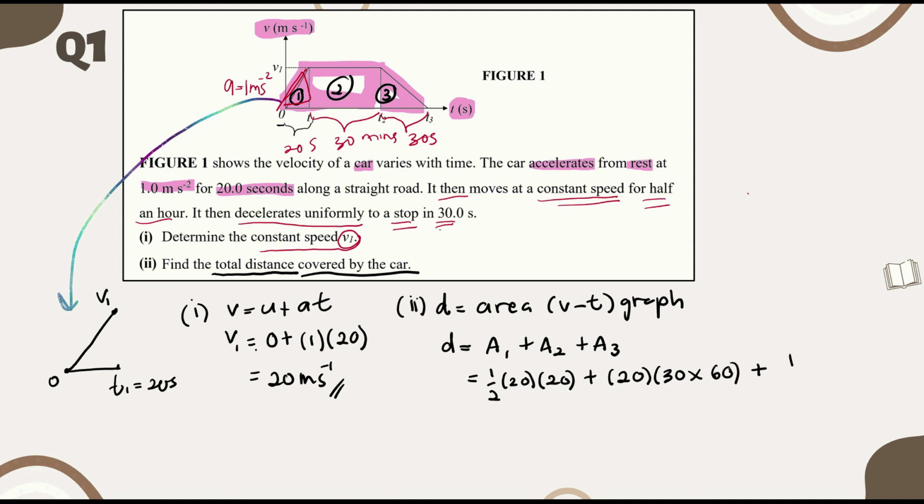Plus area number 3 is again a triangle, so half of the rectangle. So it's half times 20 times 30 seconds. Then finally you have your distance is 3.65 times 10 to the power of 4 meter.